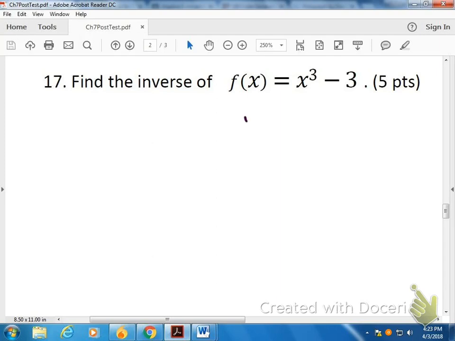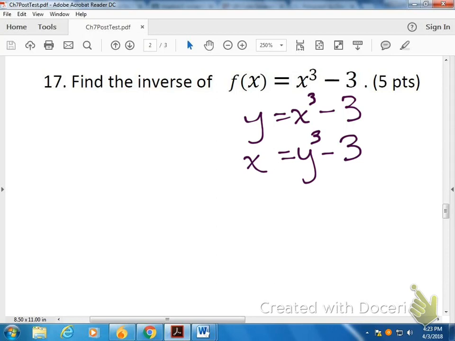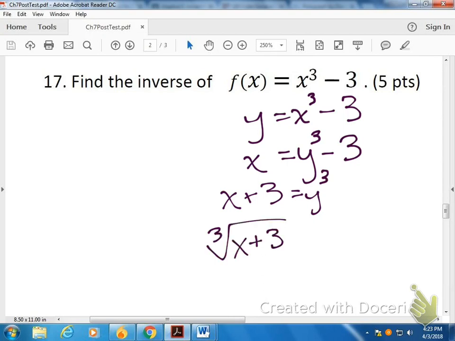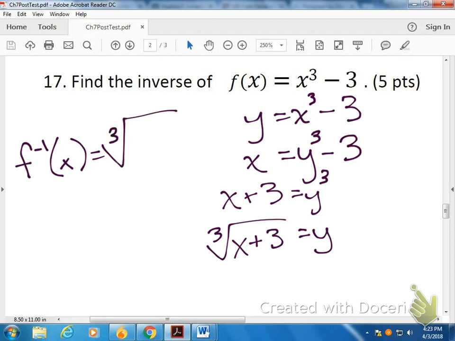So this one, we again change f of x to y, switch the domain and range, or switch the inputs and the outputs, switch the x and the y. Okay, add 3, take the cube root on both sides. Because it's an odd index, we don't have to worry about plus or minus. But we don't stay with y equals. We go to the inverse writing. So it's got to be f inverse of x equaling the third root of x plus 3. This is the appropriate answer.